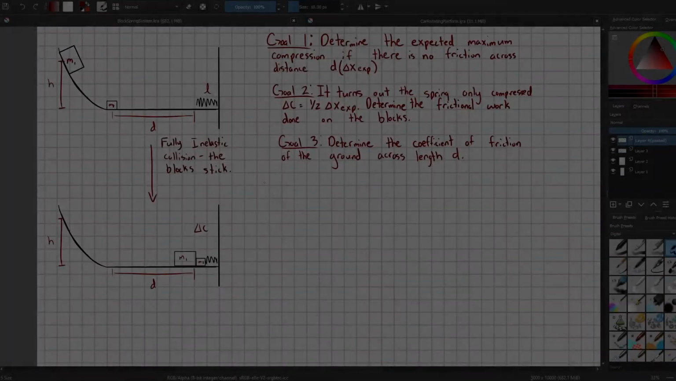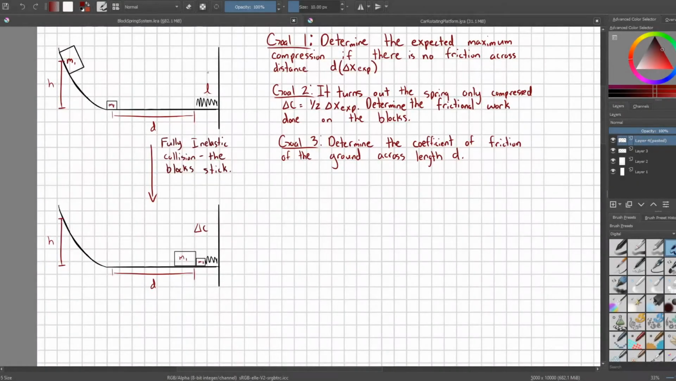Hey everyone, today I've got another little physics problem. First we'll talk about the actual setup, and then how to solve it.